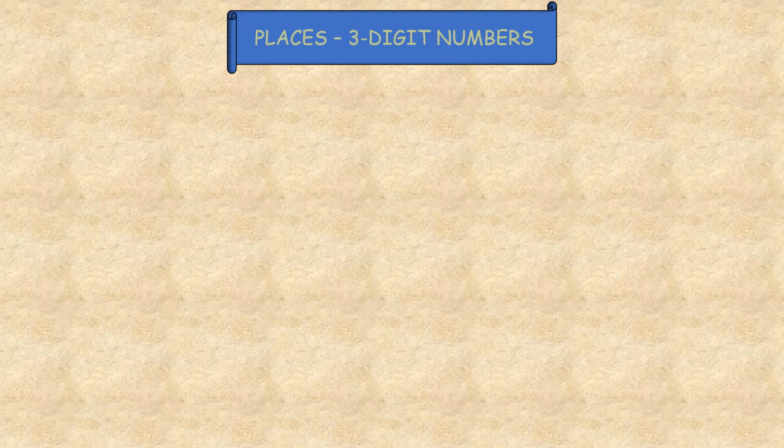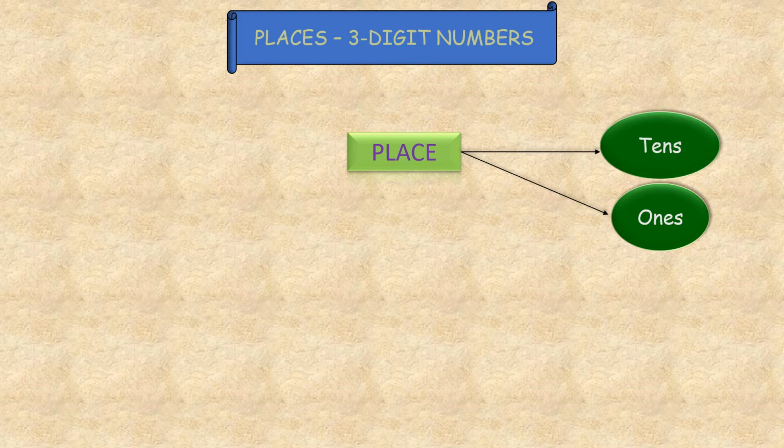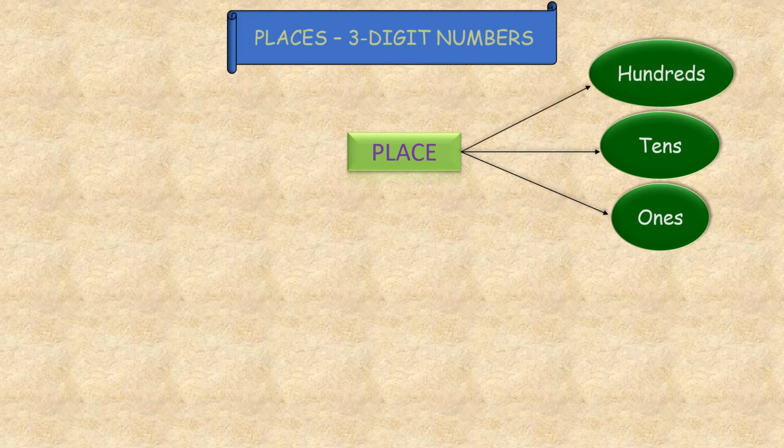Children, first let us understand what the different places are for 3-digit numbers. In the previous class, we learnt places, ones and tens, for a 2-digit number. Right? Hope you remember that. For a 3-digit number, we should have a different house, which is a bigger house, that is hundreds. So for a 3-digit number, we should have 3 houses, that is ones, tens and hundreds.